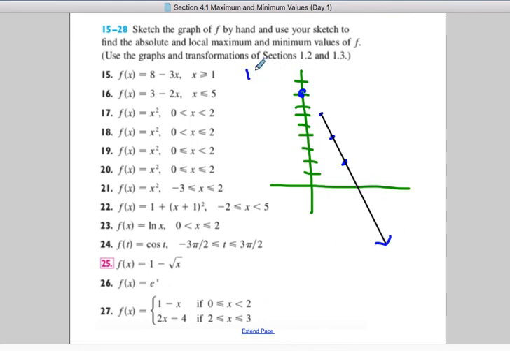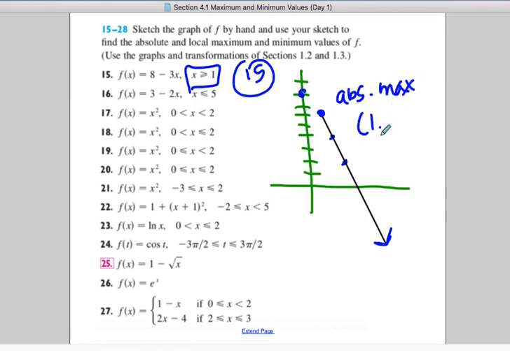Okay, this is for 15. And then it says, find the absolute and local max and min values. So looking at this one, we're only looking for x bigger than 1 and going this way. And since it's bigger, we continue an arrow here. So will this one have a minimum? No, because it's going to continue on. But I do have an absolute max, and it'd be (1, 5), when I plug in 1 here, I get out 5. So that'd be your answer for number 15.